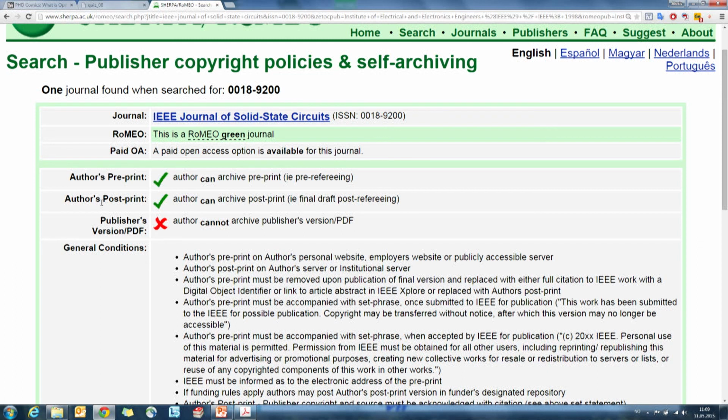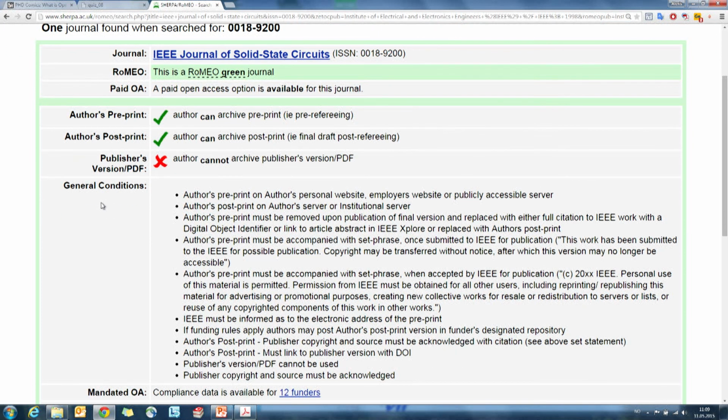Now, if we scroll down, apart from this basic information, the fact that the author can archive the preprint or the postprint, you can also get information in the general conditions. This can be, if you archive the preprint, how the repository should show the article citation. And those are the crazy rules that publishers have. The author's preprint must be accompanied by a set phrase when accepted by IEEE for publication: Copyright 2000 XXX, personal use of this material is permitted. Permission from IEEE must be obtained for all users, blah, blah, blah.